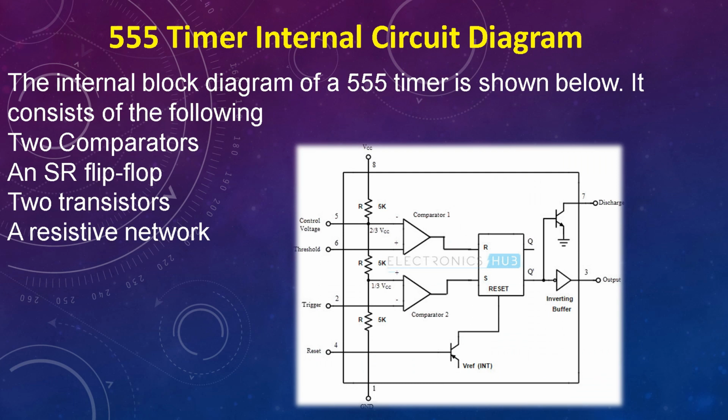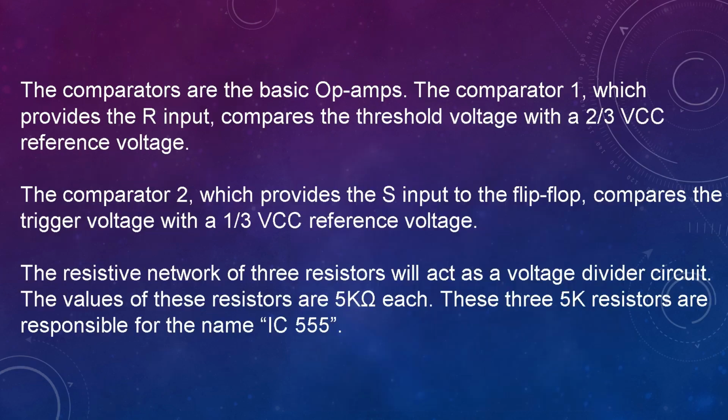555 timer internal circuit diagram. The internal block diagram of a 555 timer is shown below. It consists of the following: 2 comparators, an SR flip-flop, 2 transistors, and a resistive network. The comparators are basic op amps.